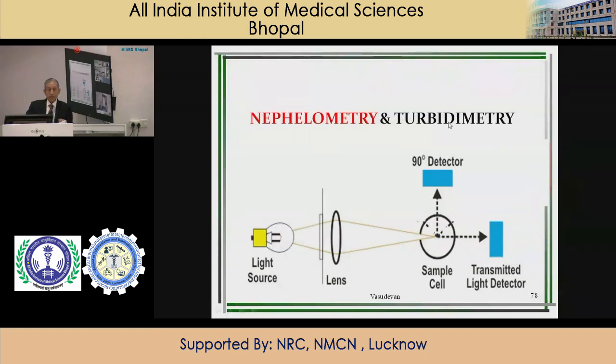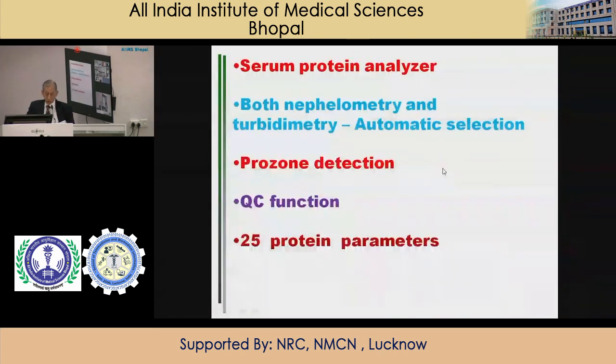Such an instrument is a serum protein analyzer, a new technique that has been developed, combining both nephelometry and turbidometry. The advantage is that the instrument will automatically select which is required. If the protein concentration is low, it will automatically select nephelometry, or vice versa.